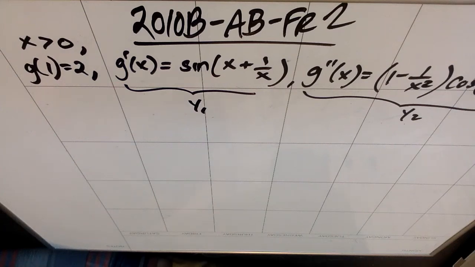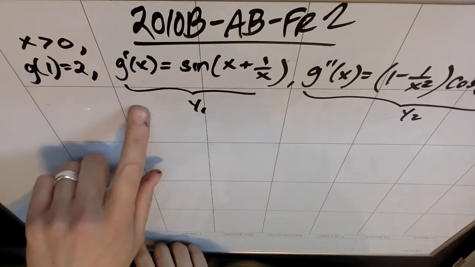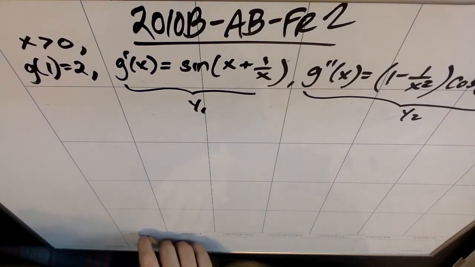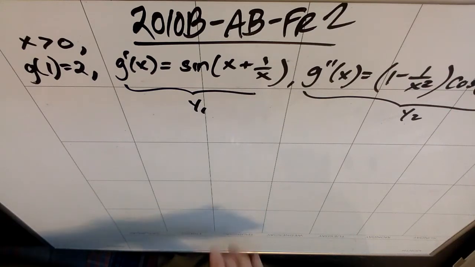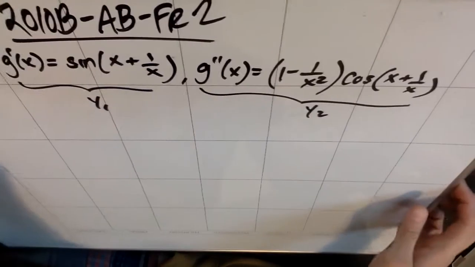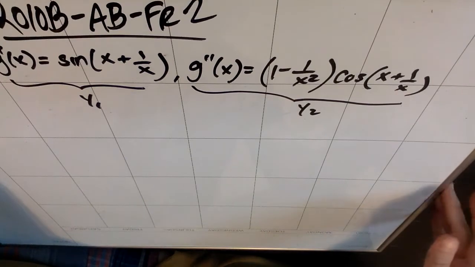Right, this is 2010 Form B, AB free response 2, and we are doing AP review. The function g is defined for all x values greater than 0 with g of 1 equals 2. G prime is given as sine of the quantity x plus 1 over x. And then they do the derivative for you and give you g double prime, which I'm not going to read out loud to you because you have it in front of you.